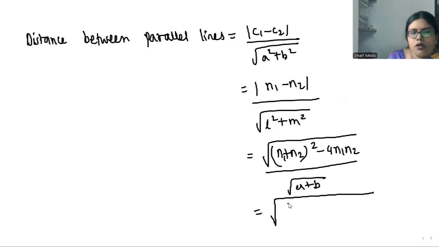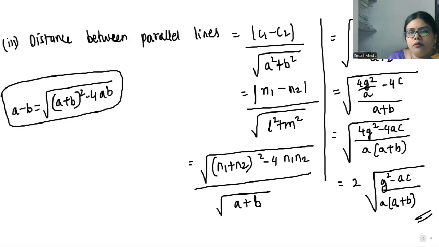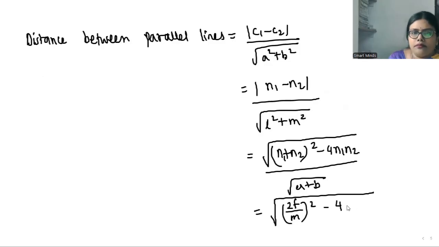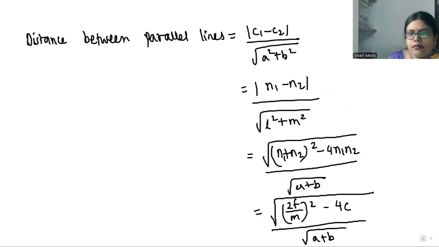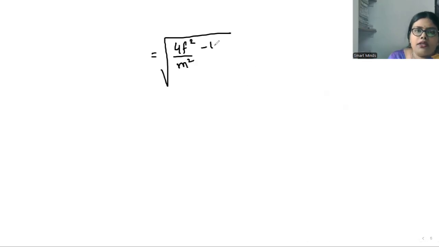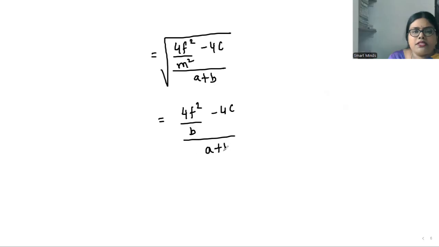So root over 2F by M whole square minus 4. What is N1 N2? N1 N2 is C by root over A plus B. Now I will take the LCM here. So what do we get? That is square root of 4F square by M square minus 4C by A plus B. Okay, that is 4F square by M square, we can write it as 4F square by B, minus 4C by A plus B.